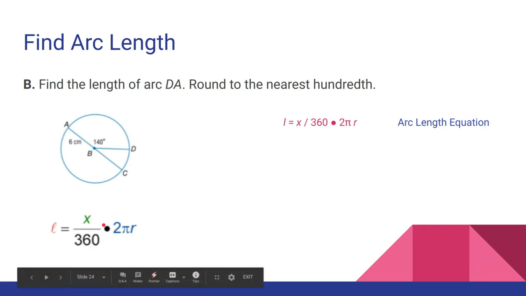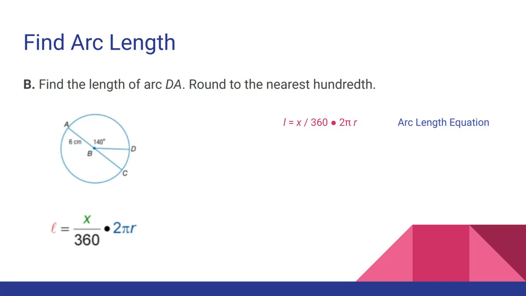So I have the arc length is going to equal the angle measured divided by 360 times our circumference. I'm going to go ahead and substitute in those values. So I have the arc length equals 140 divided by 360 times 2 pi times the radius, which is 6. I'm going to simplify this information. So I'm going to get the arc length equals 0.39 times 12 pi. And I'm going to solve that out to get the arc length is 14.66 centimeters. Please make sure you're writing this all down in your notebooks.